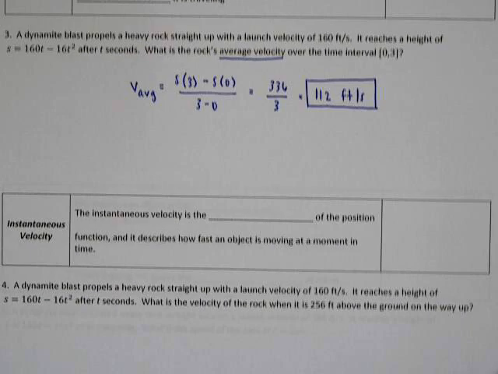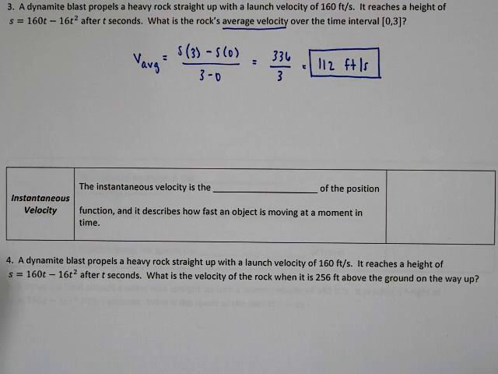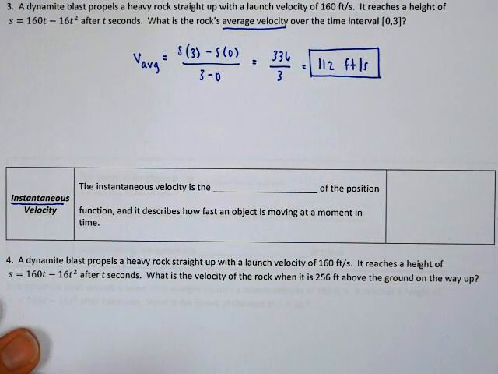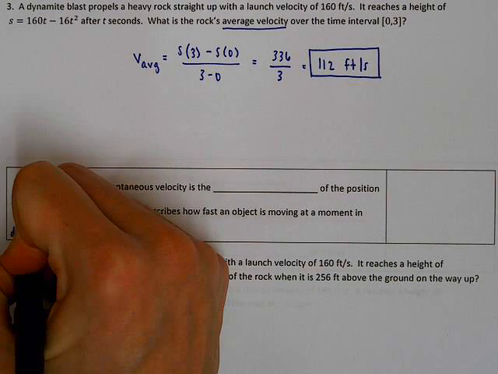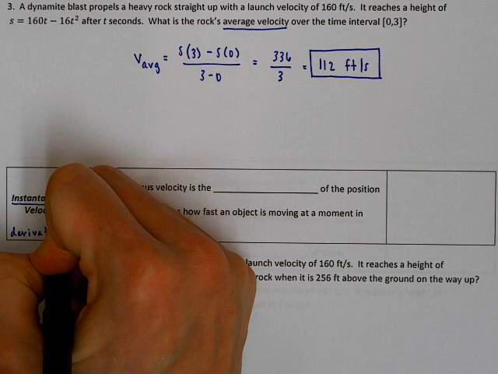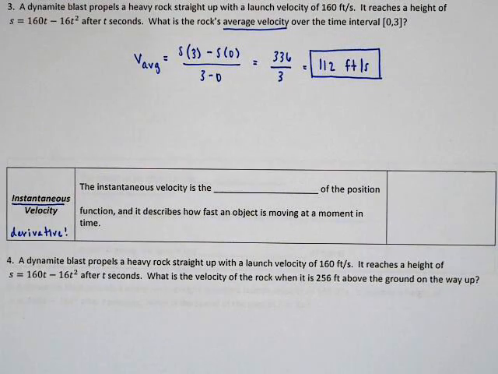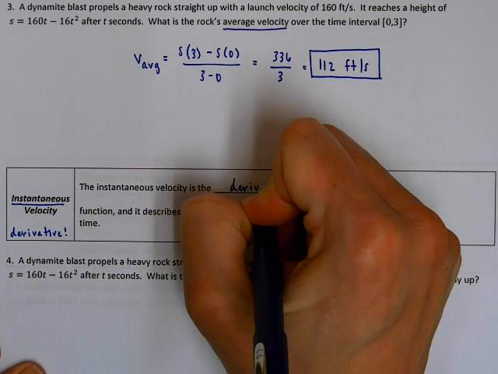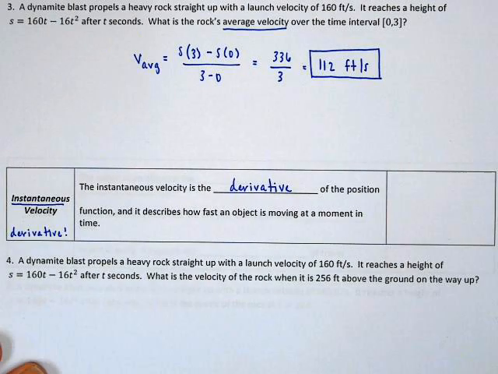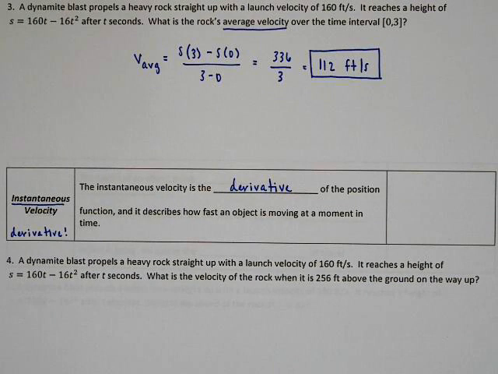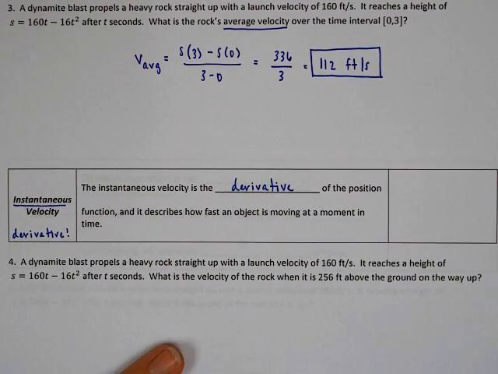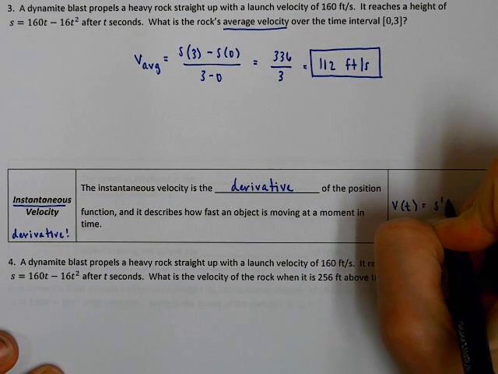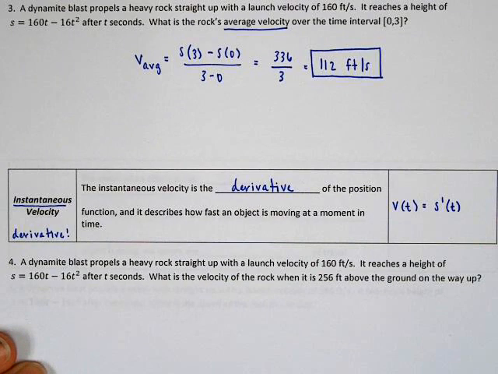All right, now we get down to instantaneous velocity. And hopefully by now, when you see instantaneous, like when we did instantaneous rate of change, we're thinking about a derivative, because we're talking about how something is changing at one specific point in time. So the instantaneous velocity is the derivative of the position function, and it describes how fast an object is moving at a given moment in time. Now, you'll notice for velocity, a lot of times we use v of t, and again, that's going to be the first derivative of our position function.